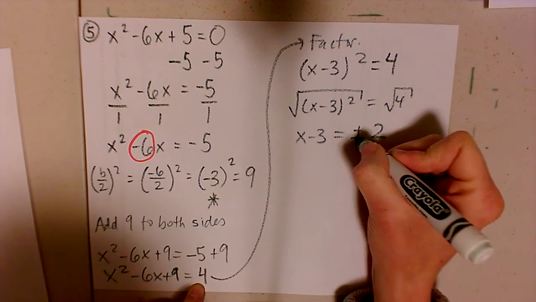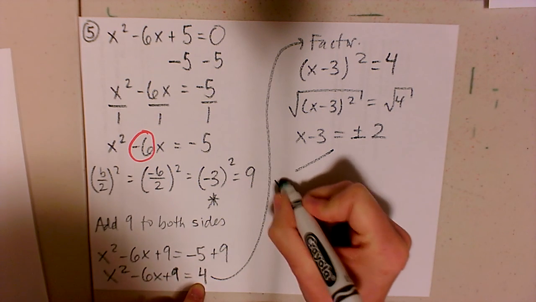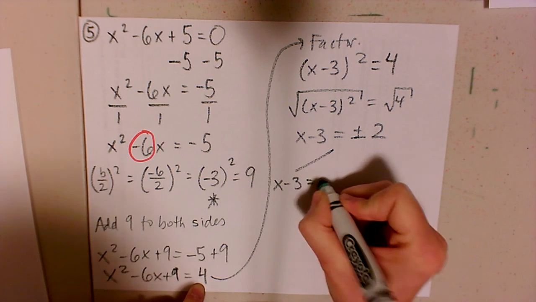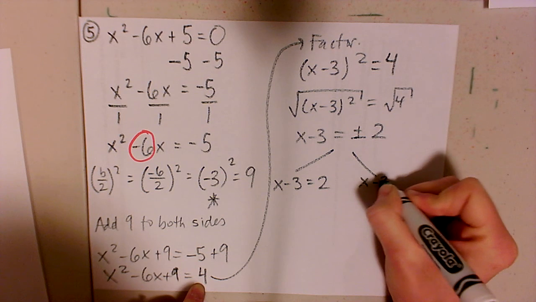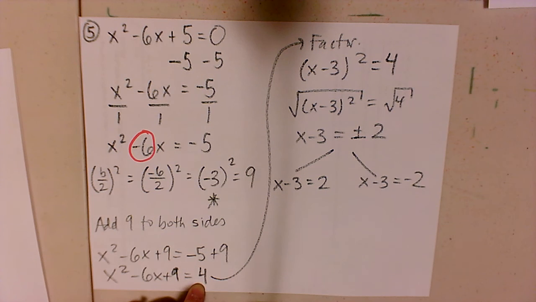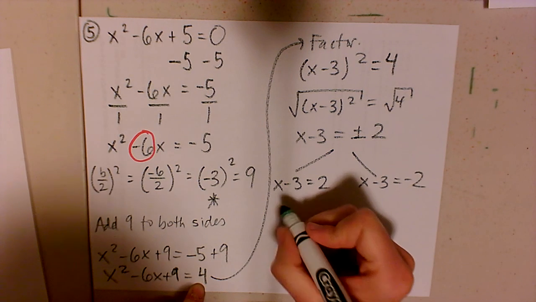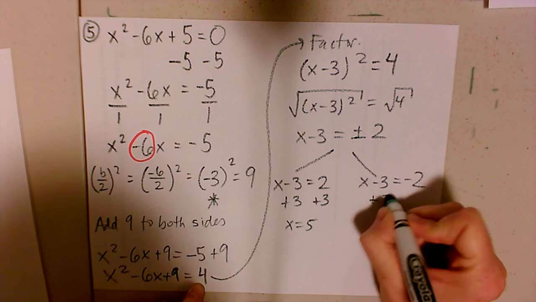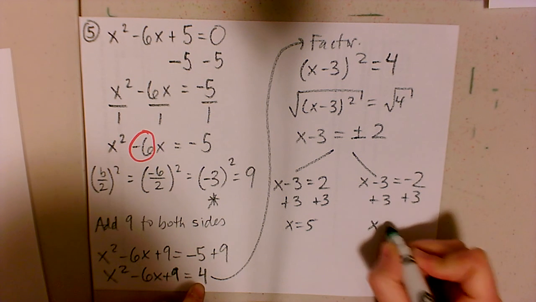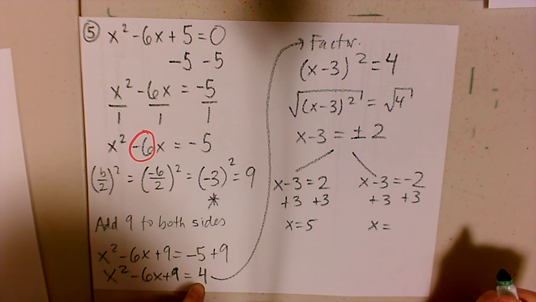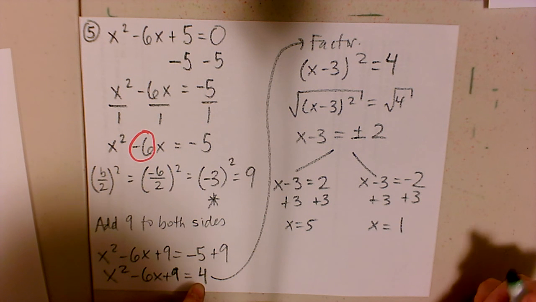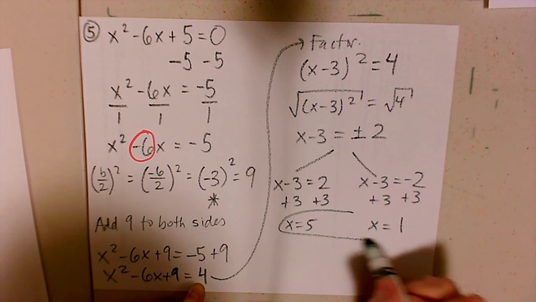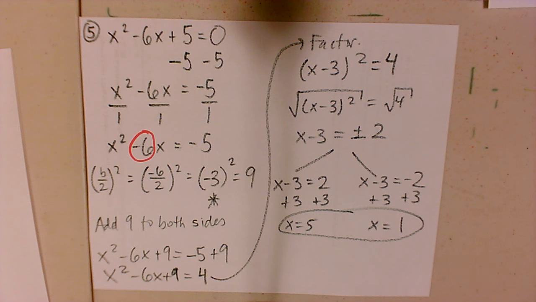Right, and then at this step, we have to set up 2 equations. So I'm going to have x minus 3 is a +2, and then x minus 3 is a -2. Okay, and then in both equations, we want to get x by itself. So plus 3, x is 5, plus 3, x is, let's see, -2 plus 3 is a +1. So your 2 solutions are 5 and +1. So that's the end of example 5.